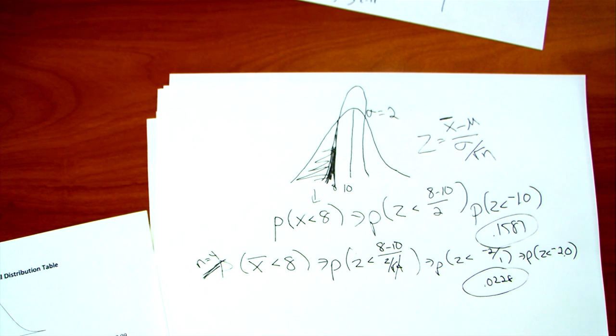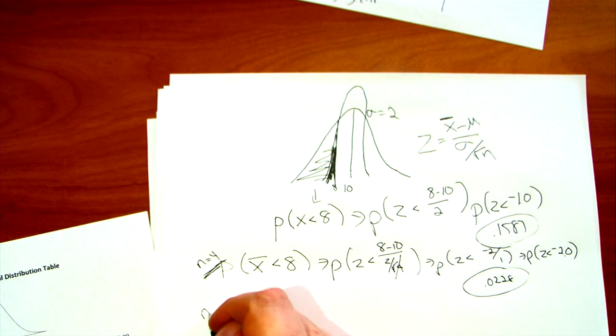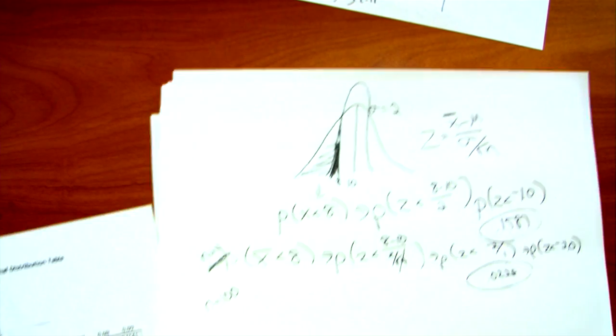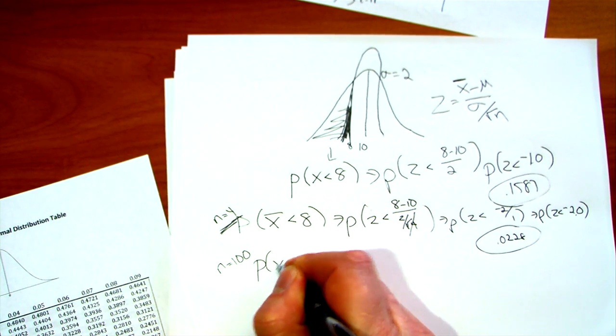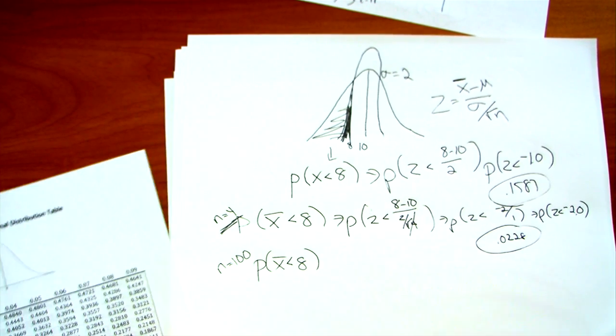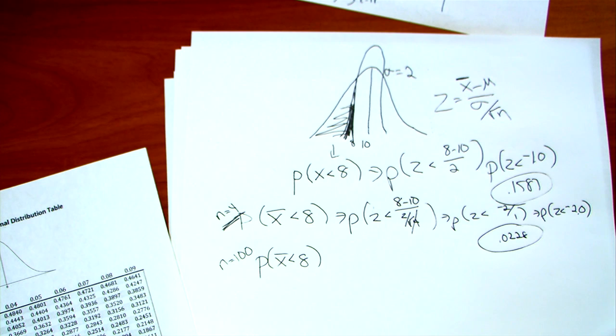But let's say I go big. Let's say I sample 100 graduates, and I average together all their job offers. What are the odds that that comes out to be less than 8? So tell me what happens to the new distribution. I sample 100 now. What happens to it?